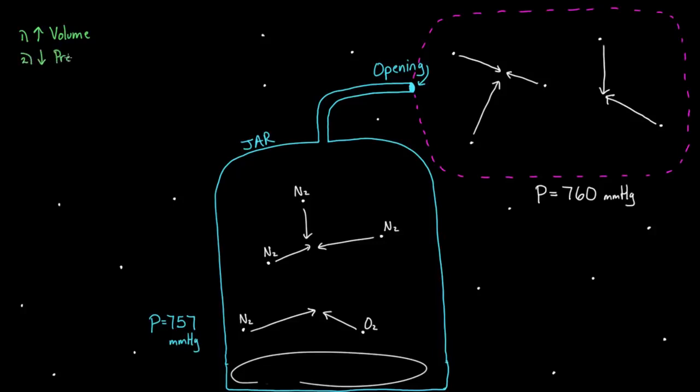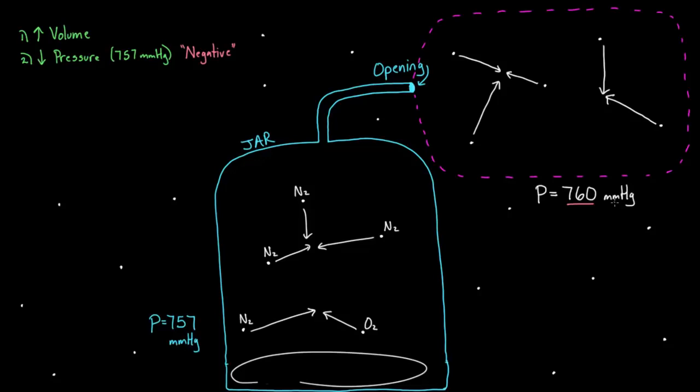And again, that's because you have fewer collisions. And the new pressure is 757, which is a positive number. But sometimes people refer to this as negative pressure or a vacuum. And the reason they're saying that is because relative to 760, 757 is 3 points lower. And so in that sense, it's negative.